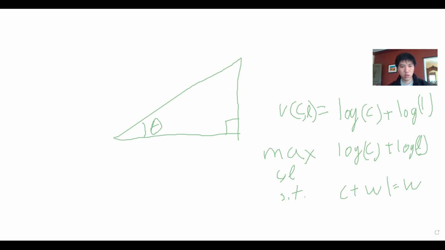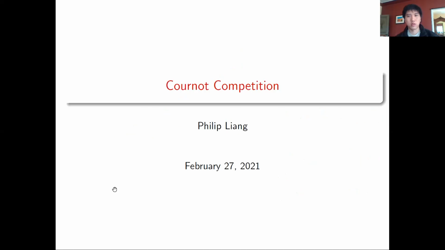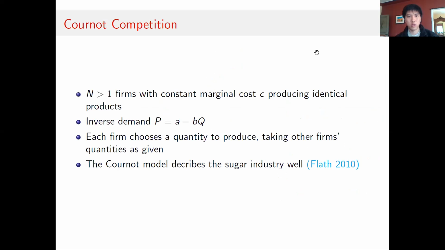And I'm going to demonstrate how you can use the screen share feature to go through material now. So you can grab, for example, lecture slides. So these are some lecture slides on Cournot Competition. Cournot Competition is an oligopoly model, which has multiple firms.